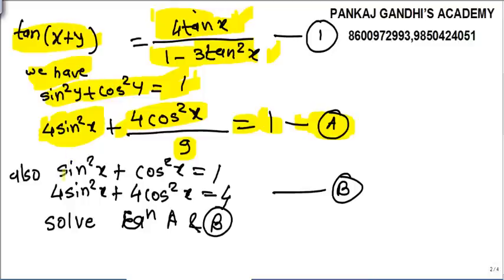Now again we can write this equation sin square theta plus cos square theta, and instead of that theta we can put any values. Here we put y and we can put x also, because this is a standard equation, that's why.